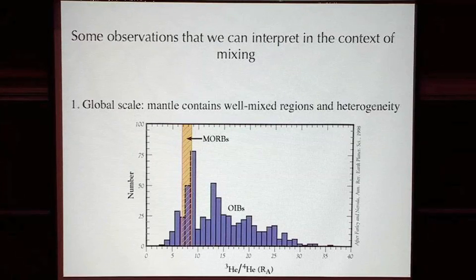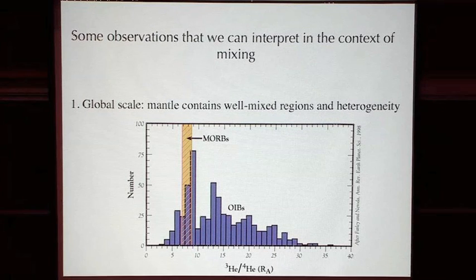Vertical axis is the number of measurements. This is an old compilation. A more modern compilation basically looks the same. What you'll notice is that samples from mid-ocean ridge basalts here in yellow have a very narrow distribution of this ratio. Ocean island basalts have a much broader distribution. Without knowing anything about what this number is telling us, one conclusion you might draw from a histogram like this is that the region being sampled by mid-ocean ridge basalts is much better mixed, much more homogeneous than that sampled by ocean island basalts.